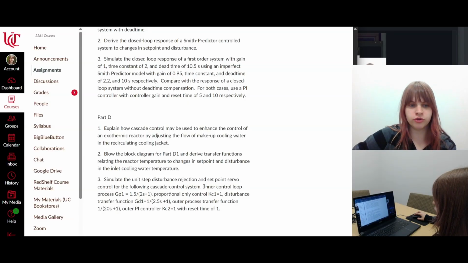The inner control loop process that we defined as GP1 is as follows. Proportional only control, where that gain is 1. Our disturbance transfer function as follows. Outer process transfer function as follows, and the outer PI control gain is also 1, and we're using a reset time of 1, so our tau.